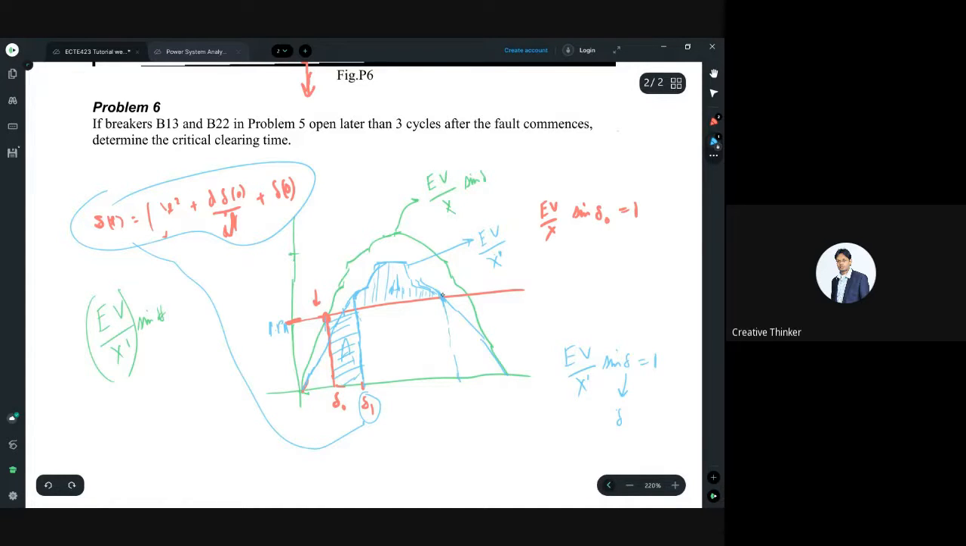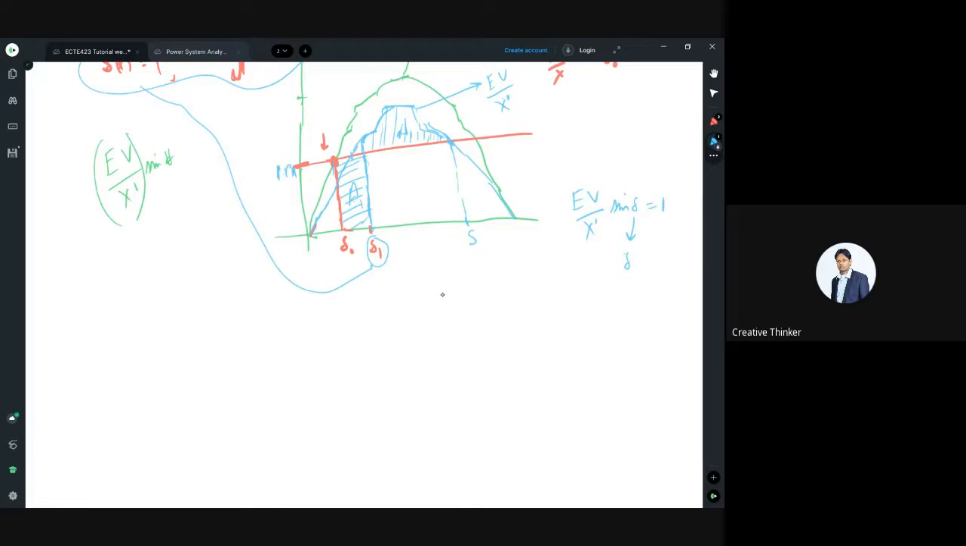So first, area A1 and area A2 will be equal, so you have to equate these areas. What is the A1 area? This is the area between this line, the red line, and this. So this will be the A1 area. A1 area is simple, it will be PM into delta 1 minus delta naught.